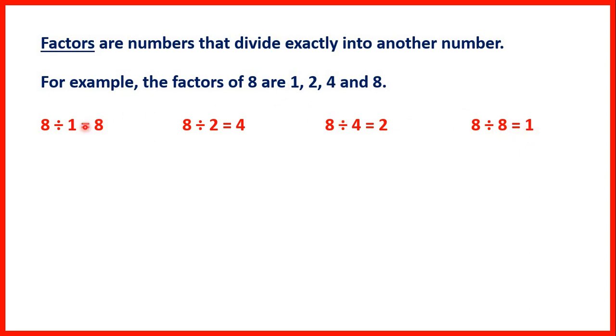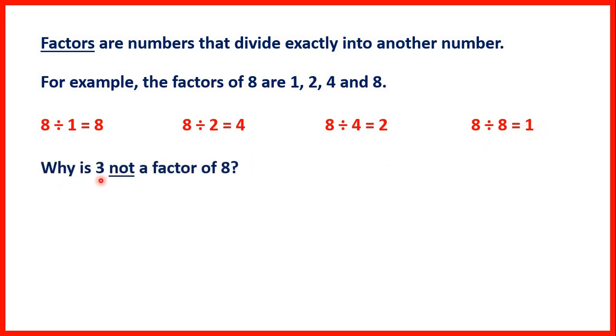So 1 is a factor of every number, because we can divide any number by 1 to get that number with no remainder. Also, the number itself is also a factor. That's because when we divide a number by itself, we always get 1 with no remainder.